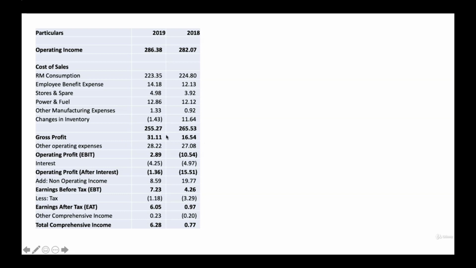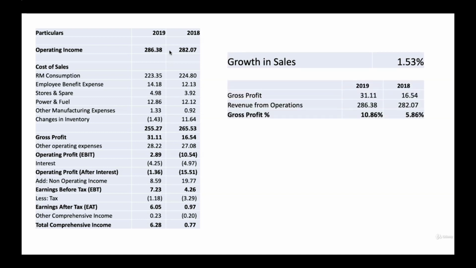And look here, gross profit has doubled, but sales have not doubled. Profits have doubled. So why did that happen? First, let's record this. There is a 1.53% growth in sales, and the gross profit margin, that is, we compare the gross profit with revenue from operations. This gross profit is compared with this revenue from operations, and that gives you 10.86%, which is almost double, right? Because in 2018 it was 5.86 only, whereas in 2019 it is 10.86%. How did this happen?